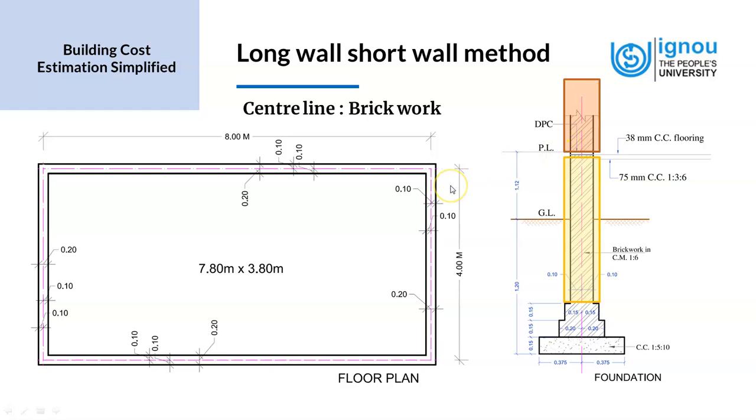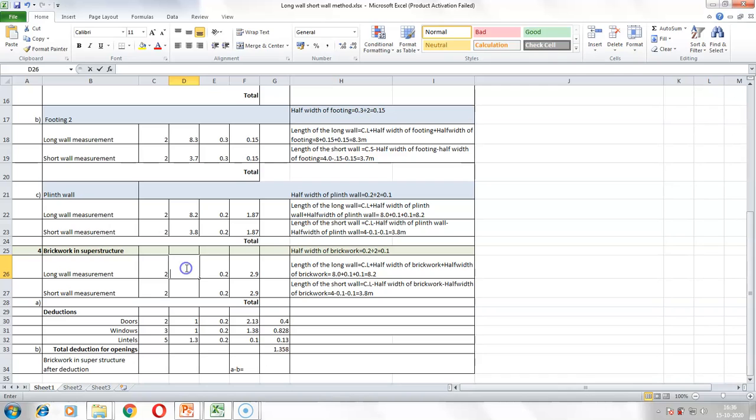So let's see how it translates into our measurement sheet. Again, the long wall would be 8.2 meters as in the previous item, and the short wall measurement would be 3.8 meters as in the previous item. The only thing that changes is the height of the brickwork.